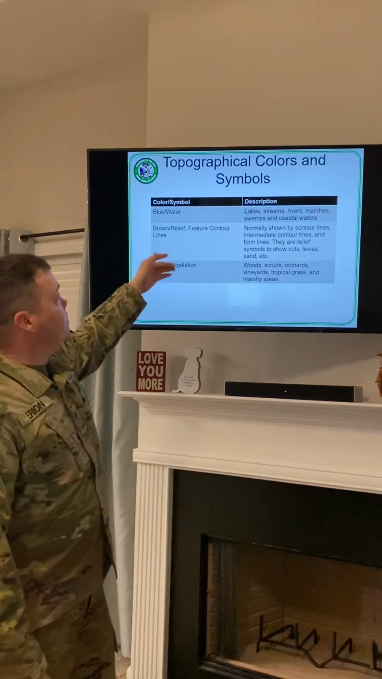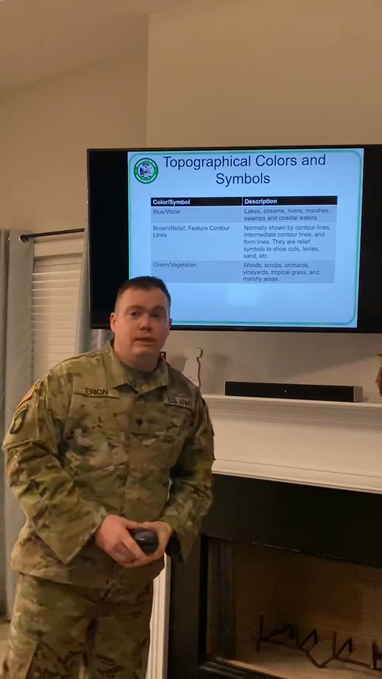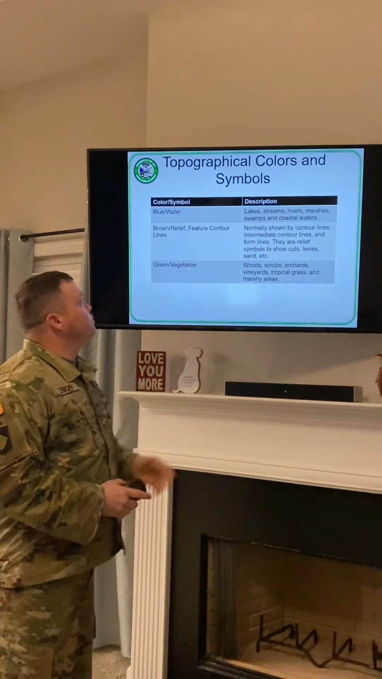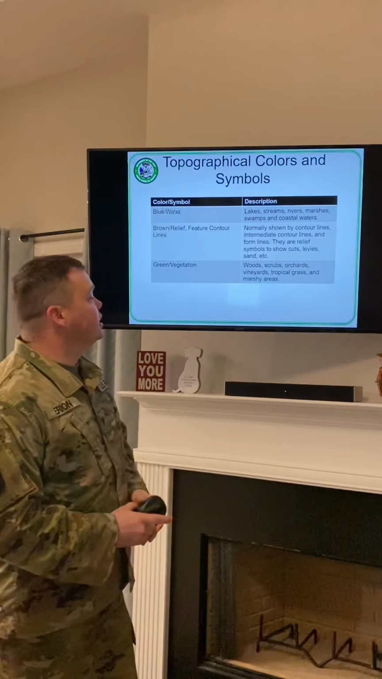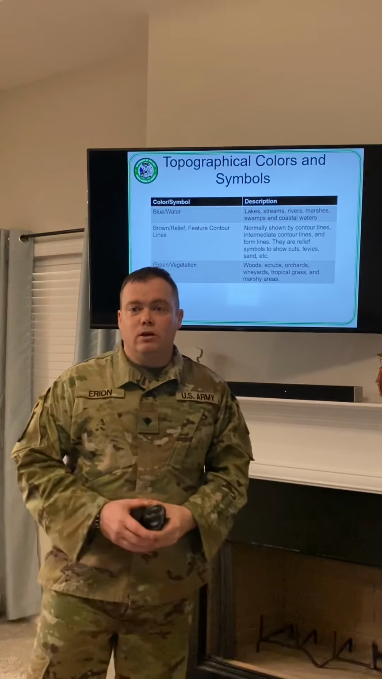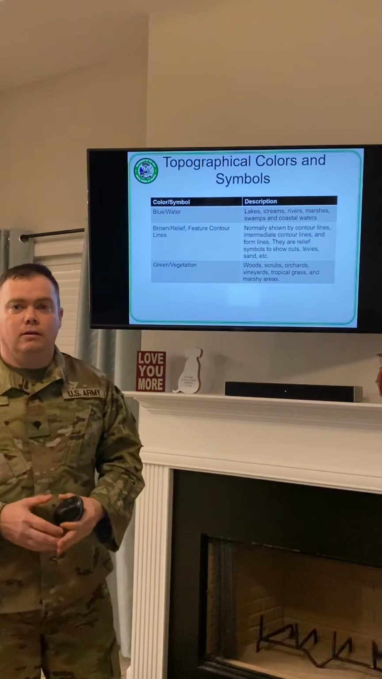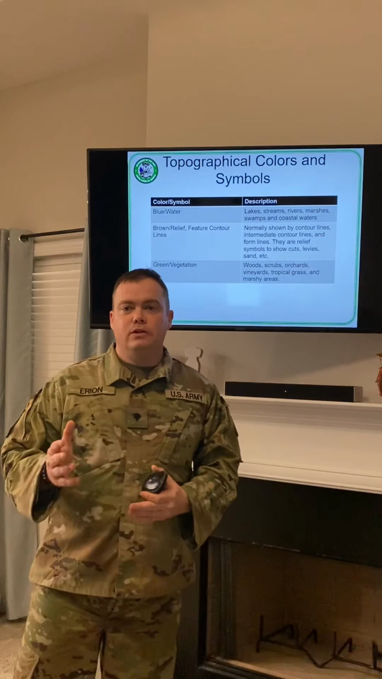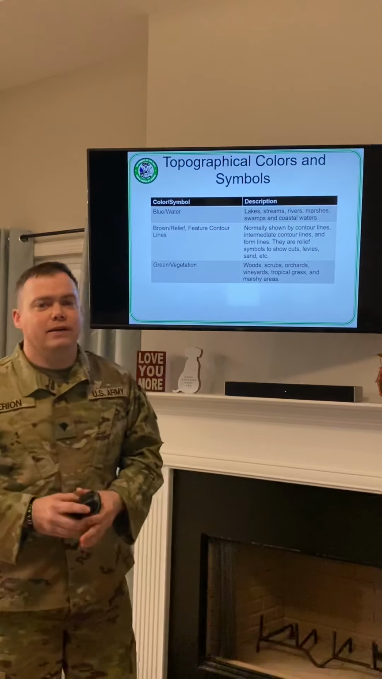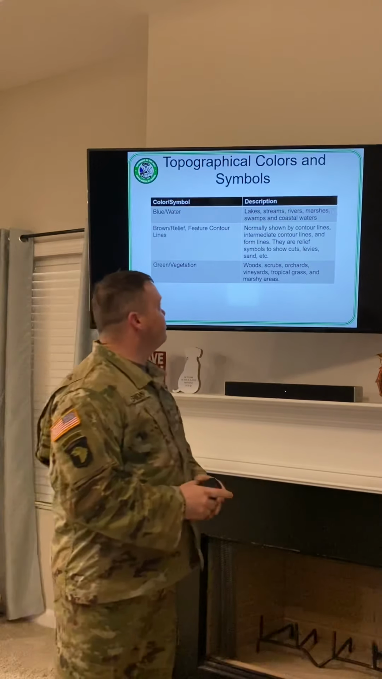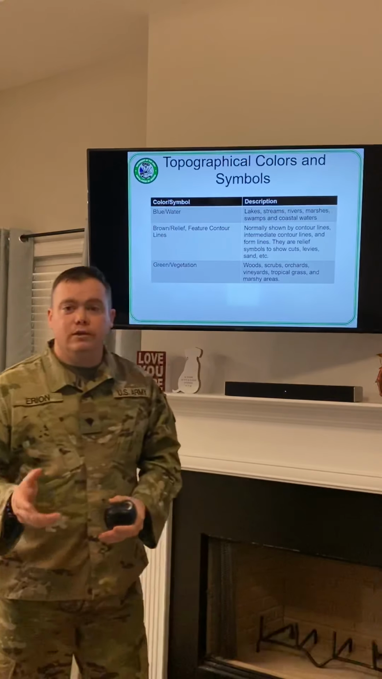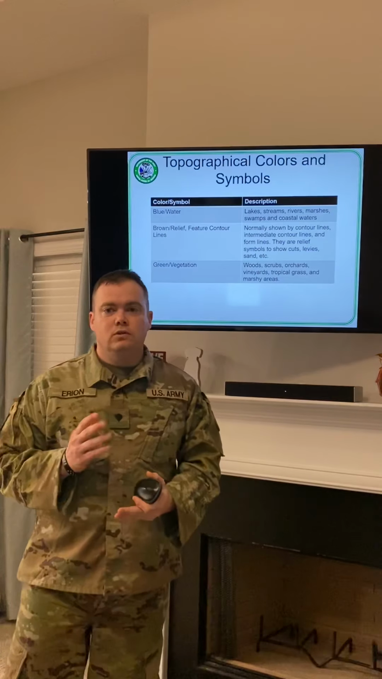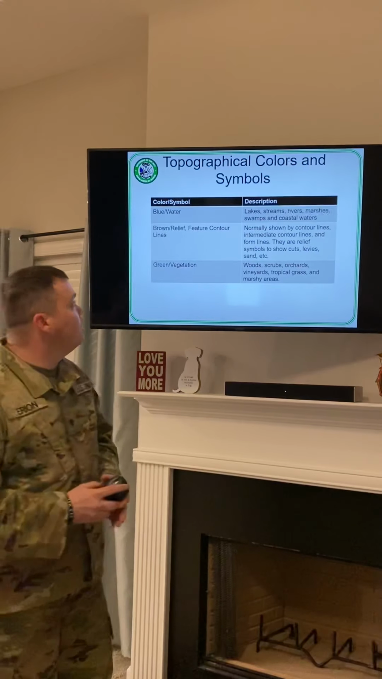Blue for water. This covers your lakes, streams, rivers, swamps, and your coastal waters. Brown, relief and your contour lines. It normally shows contour lines and intermediate contour lines. They're relief to show cuts, levels, and sand. Green for vegetation. This covers your woods, your scrubs, your orchards, vineyards, tropical grass, marshy areas, swamps, things like that.